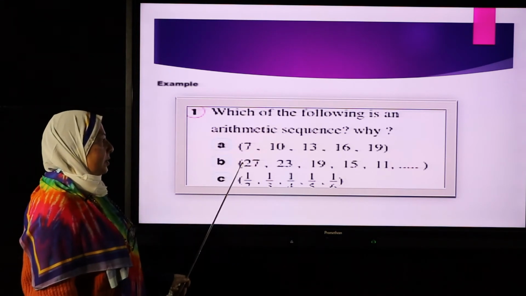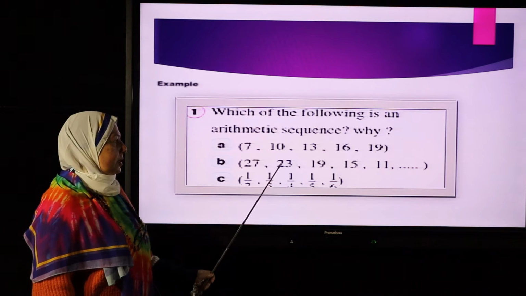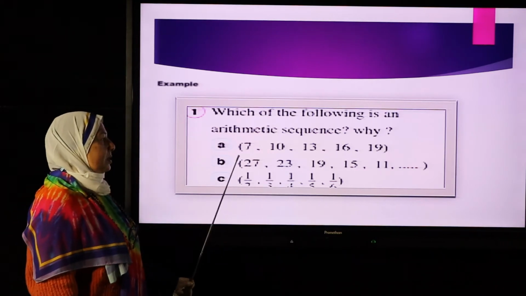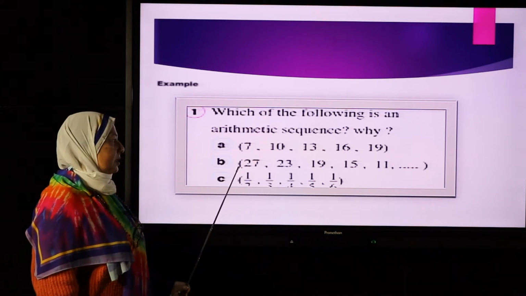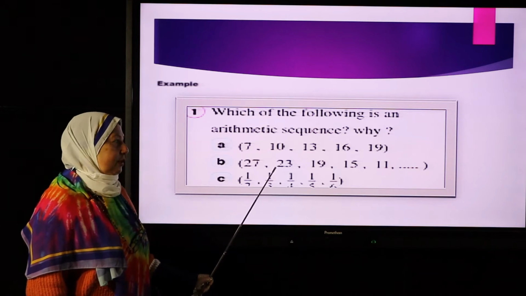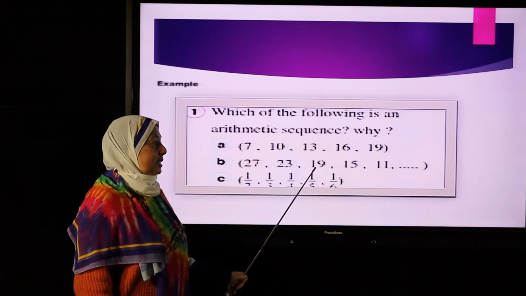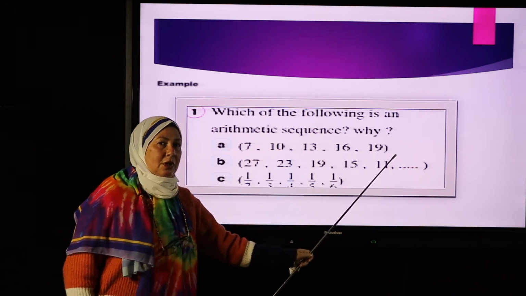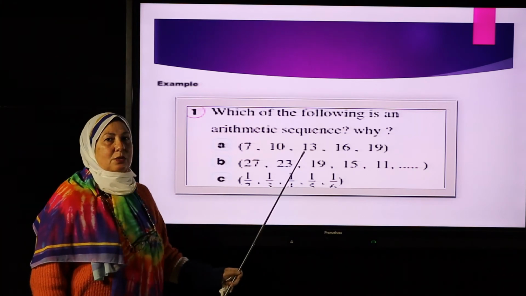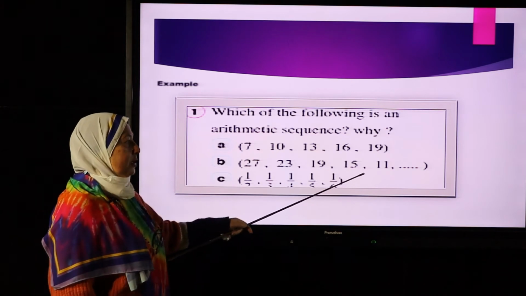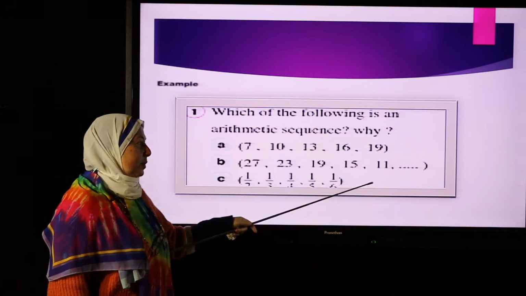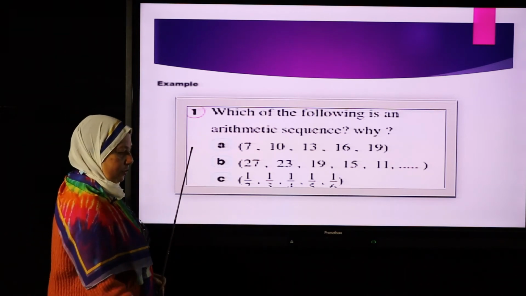Second sequence: 27, 23, 19, 15, 11. T2 minus T1, 23 minus 27 equals negative 4. 19 minus 23, negative 4. 15 minus 19 equals negative 4, and so on. Therefore, common difference equals negative 4, so this sequence is called an arithmetic sequence. Finite or infinite? It has no ending term. Therefore, the sequence is infinite, and so on.